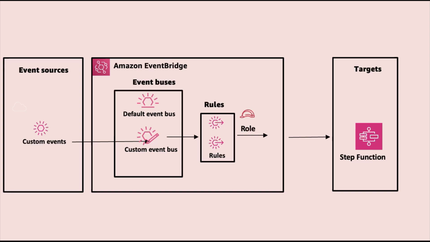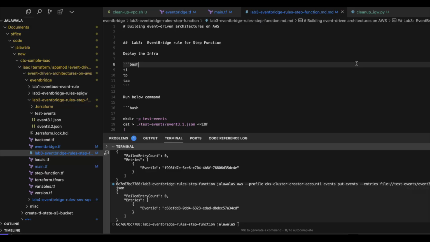Now let's go to the code. In this code base, let us understand how we use Terraform modules to create the infrastructure for creating an EventBridge rule, the necessary IAM roles, and also the step function, and how we create an event and send it to trigger this rule. So let's get started.